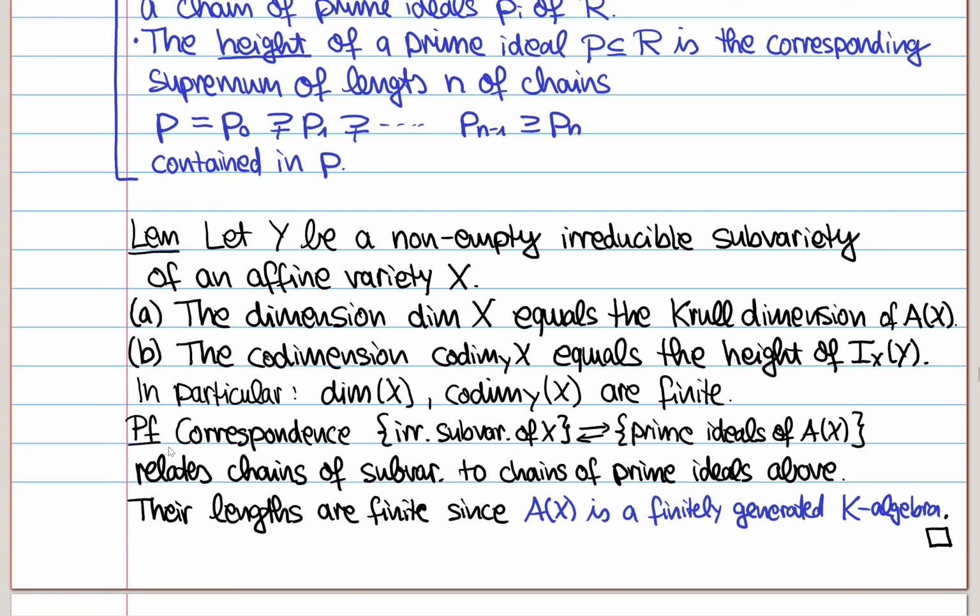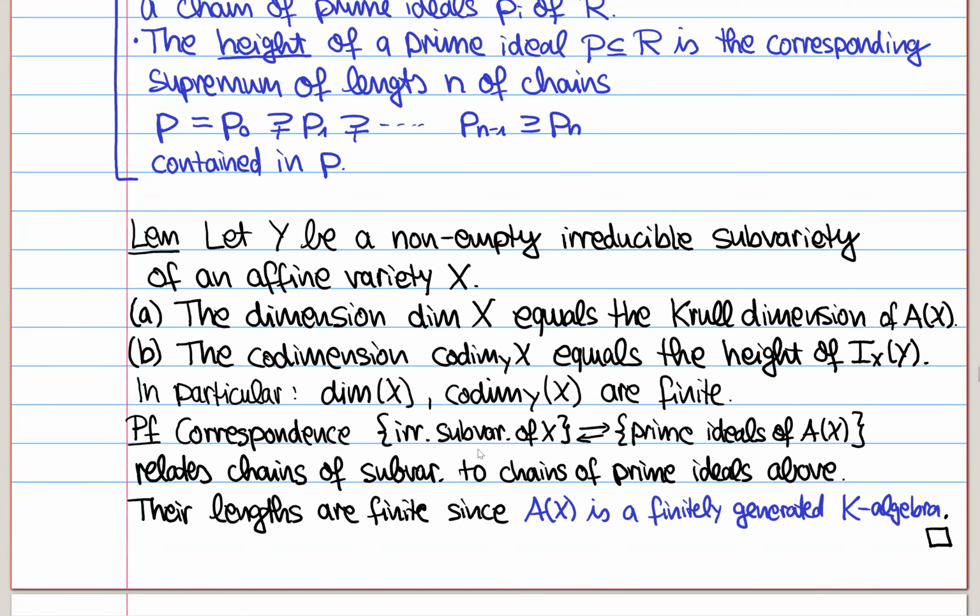The proof is pretty short because, by the Nullstellensatz again, this time the relative variant, we have a correspondence between irreducible subvarieties of X and prime ideals of its coordinate ring. The dimension of X, like for part A, was defined in terms of a supremum of lengths of chains of irreducible subvarieties of X. Any such chain goes one-to-one to a chain of prime ideals. The inclusions reverse, but the length stays the same. So part A is just a translation of the definition in terms of irreducible subvarieties to the definition in terms of prime ideals for the Krull dimension of A(X).